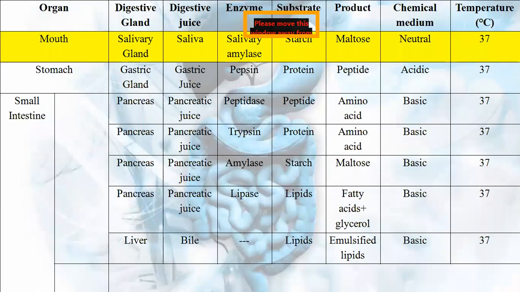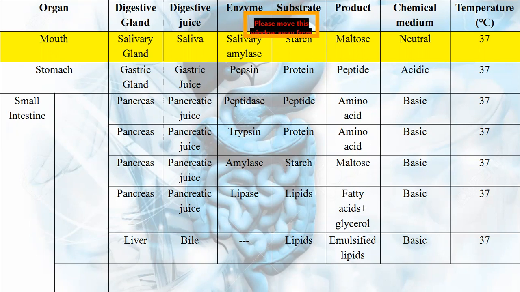Moving now to this table. I asked you before to study it, but this week, I don't want you to study this one. You have to review the other table that I have already uploaded. So first, you have to know the columns: the organ, the digestive gland, the digestive juice, the enzyme, the substrate, the product, the medium, and the temperature.